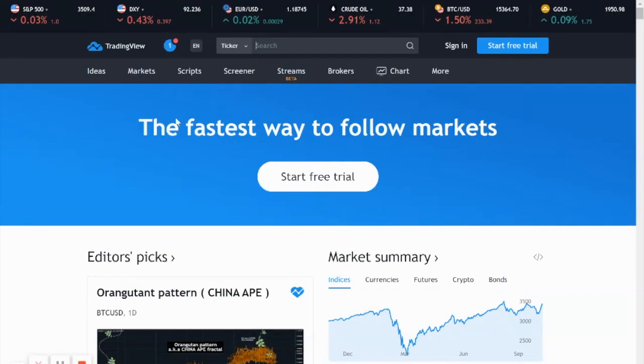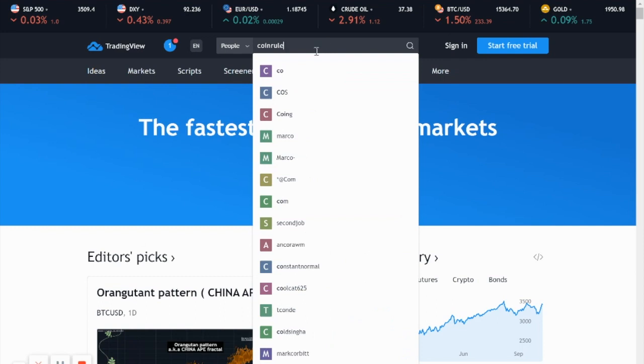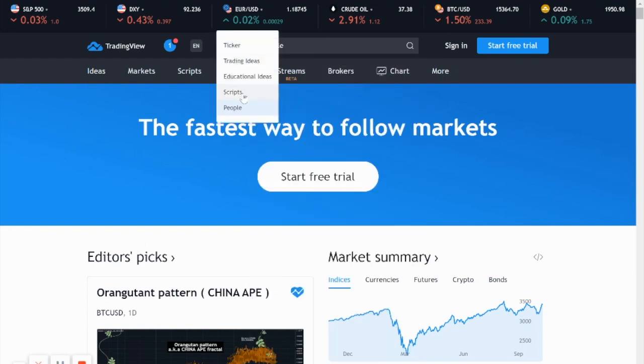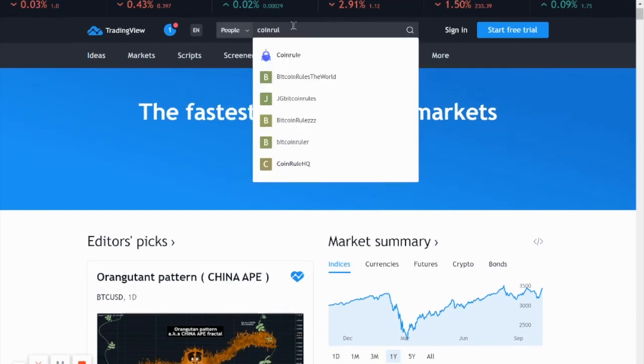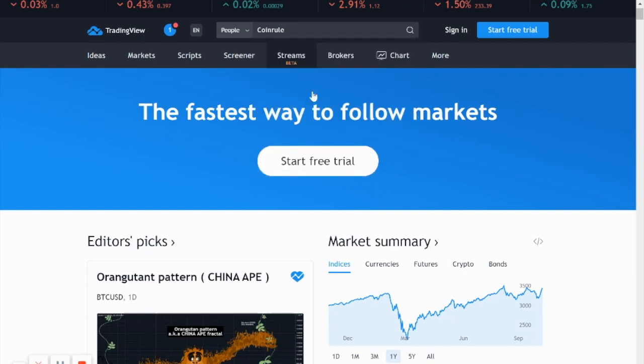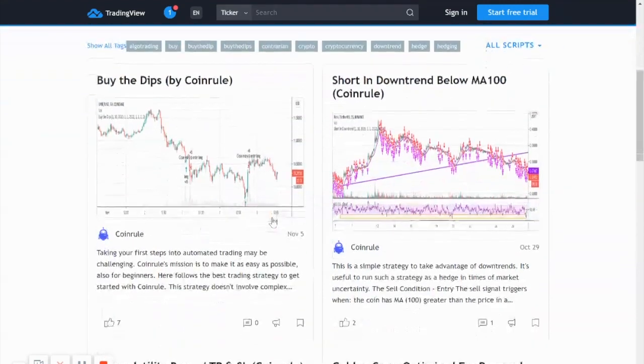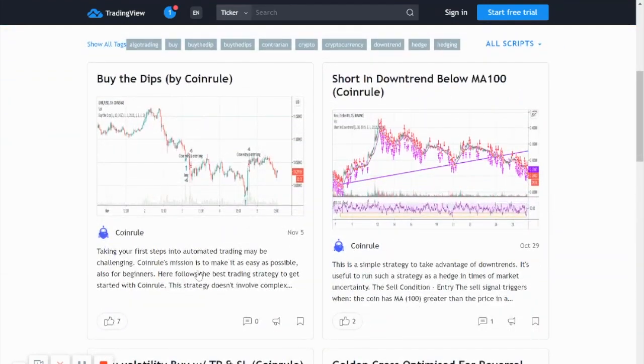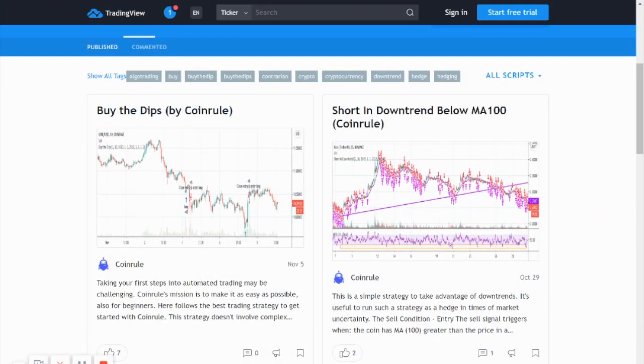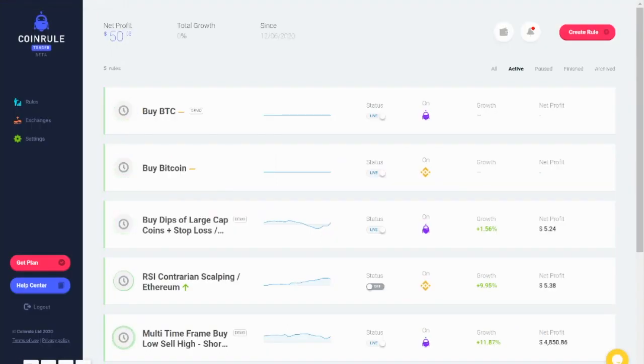We use our TradingView account to share new trading scripts that you can backtest in real time on TradingView. You can then run these strategies easily with Coinrule. You can find Coinrule on TradingView by searching for people and Coinrule, and then looking at our scripts where you can see both the backtest results, read about the strategy, and then see how you could run it on Coinrule. It's very easy.